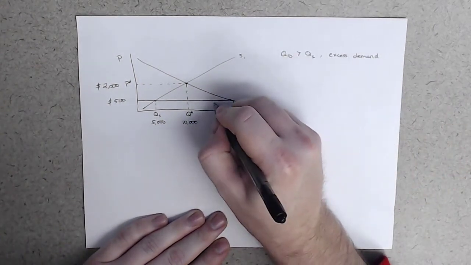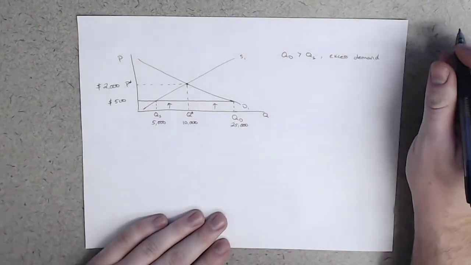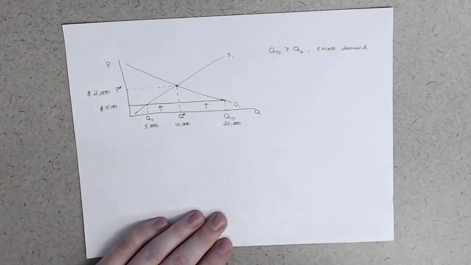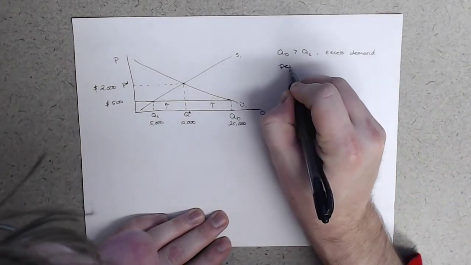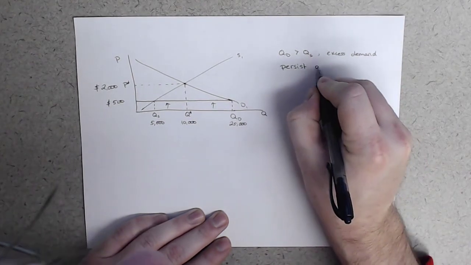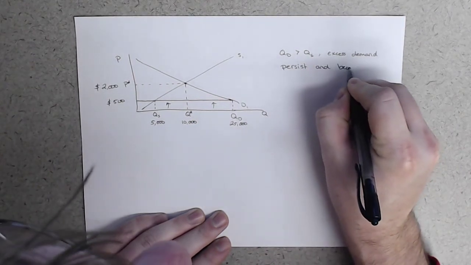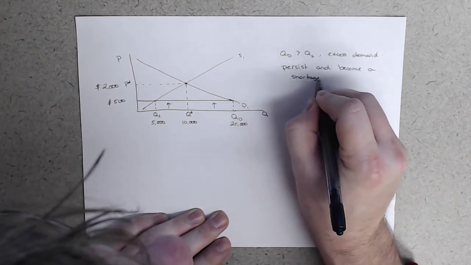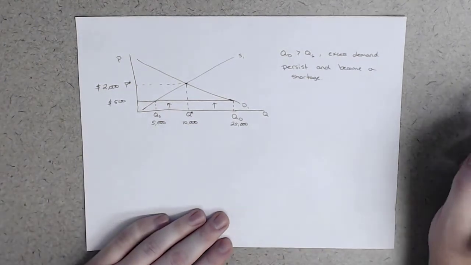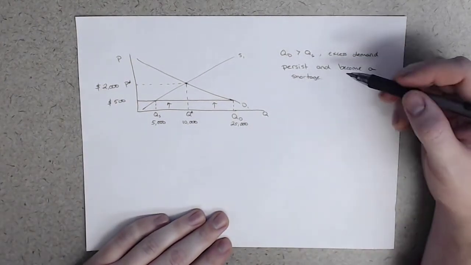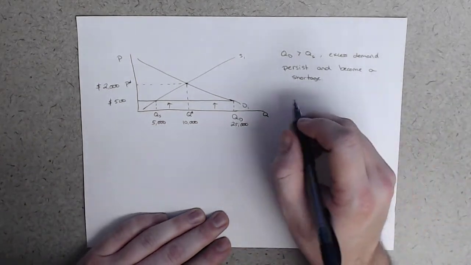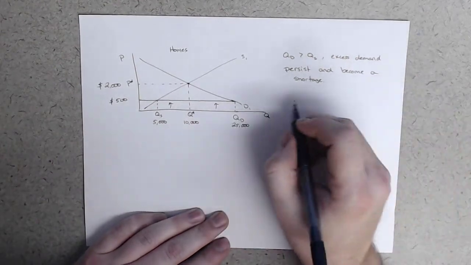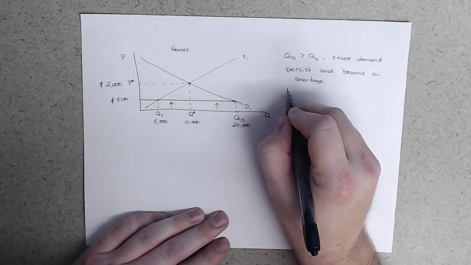So there will be upward pressure on the price, right? But it won't be able to go up. And so the excess demand will persist and become a shortage, where a shortage is a persistent excess demand. And so in this case, in the market for homes, this sounds a lot like homelessness.